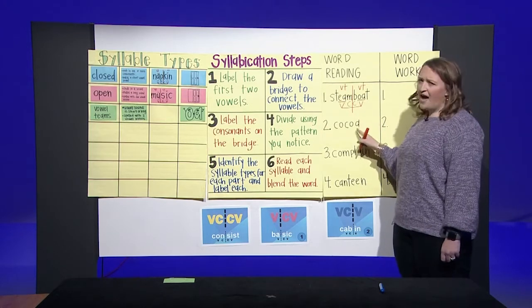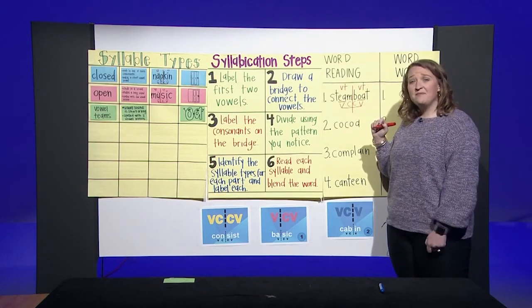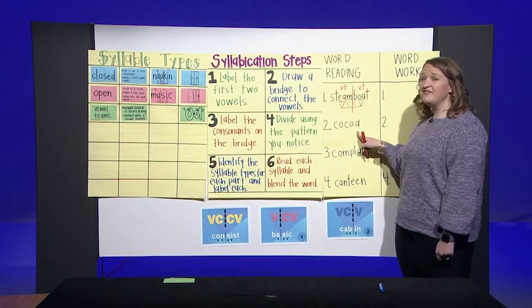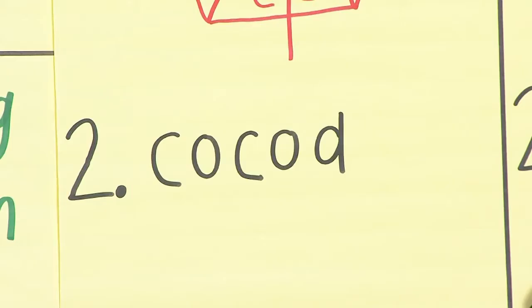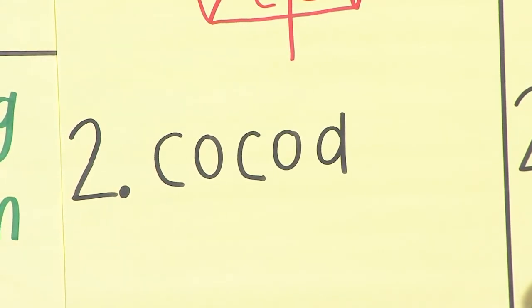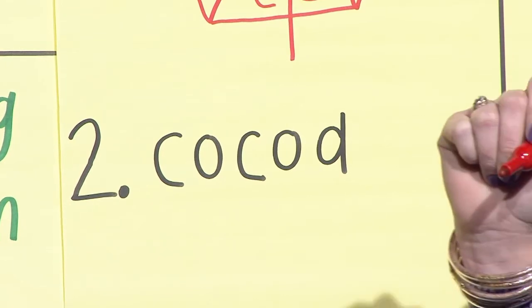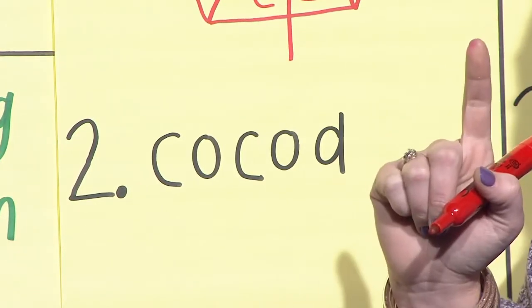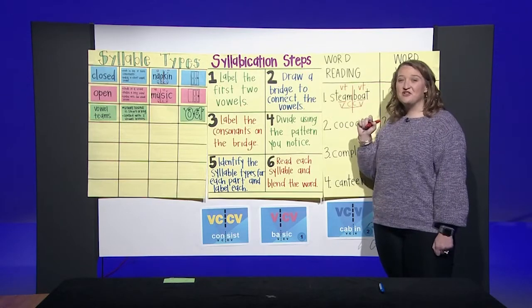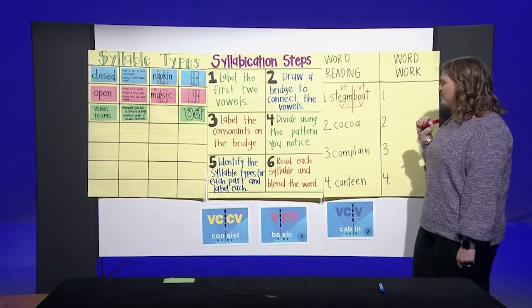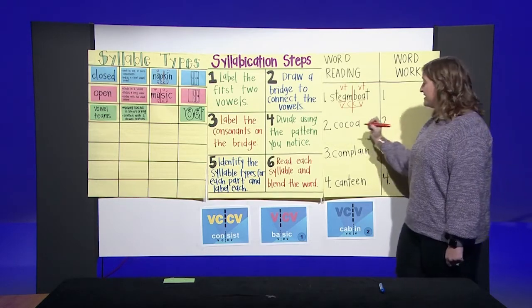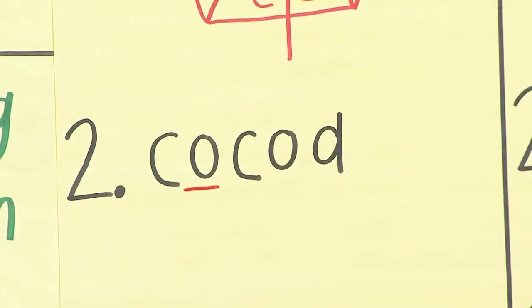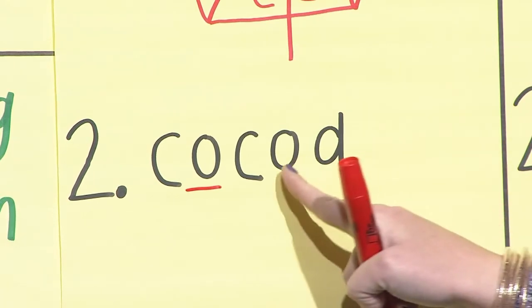Now I want to do this word, but I want you to do it with me. Get your pencil and paper and write this word on your paper. Are you ready? Step 1 tells us to do what? Label the first 2 vowels. What 2 vowels do you see? Excellent. I see the first vowel is O, and the second vowel is OA.